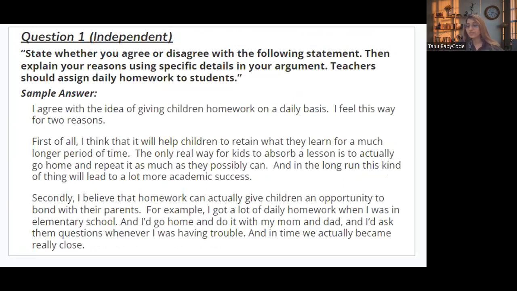Right? Let's look at the sample answer. This is question number 1. Right? Read the question and the sample answer.